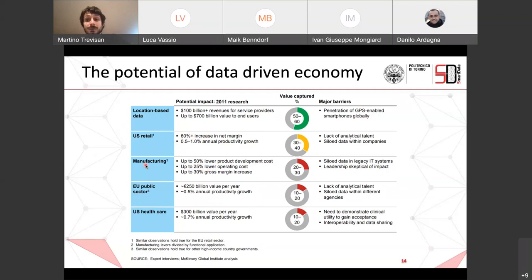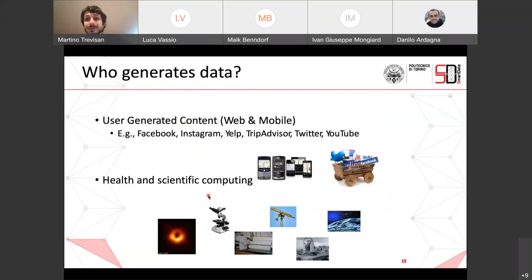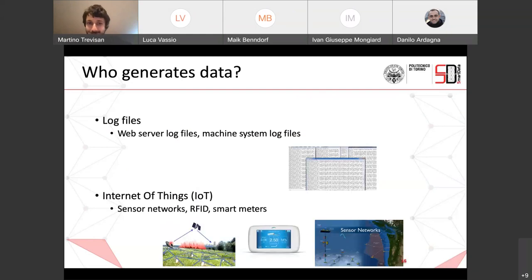Data are useful also for manufacturing. There is the wide sector of predictive manufacturing, which is about data. And also data are useful for the public sector, for healthcare in Europe and the US as well. Data are very useful. Data are generated by a very diverse set of sources. I mentioned data generated by people, but there are also data generated by instruments, by health and scientific computing. If you remember this very nice picture of a black hole, it was generated by processing various terabytes and petabytes of data from telescopes, and they managed to create this nice picture.